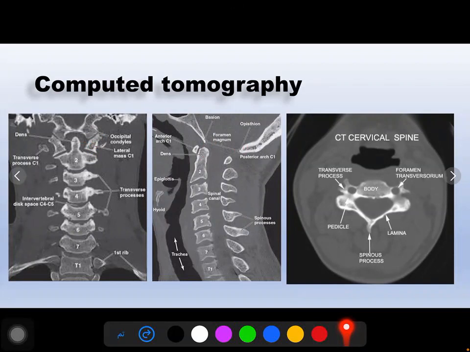This is the cervical vertebra. This is the vertebral body located anteriorly. This is the pedicle from the posterolateral aspect of the vertebral body. This is the lamina forming the posterior wall of the spinal canal. And this is the foramen transversarium that transmits the vertebral artery. And this is the spinous process.